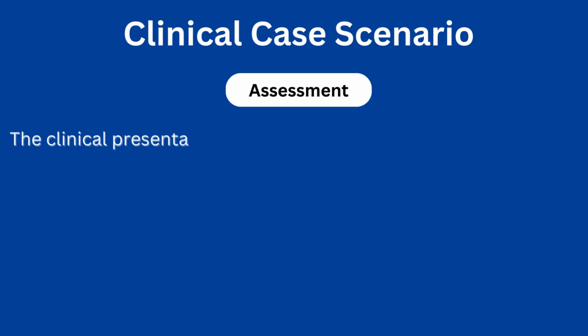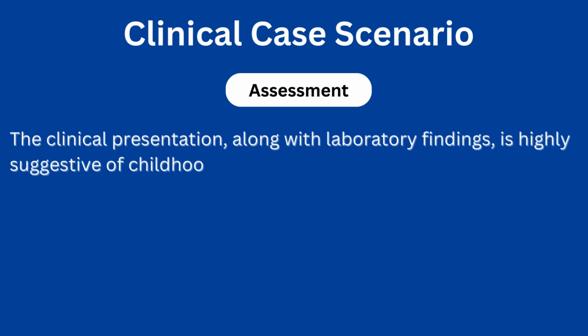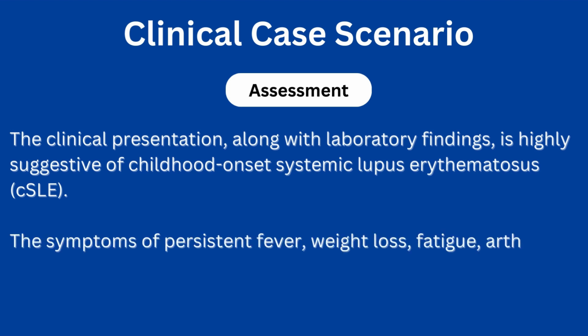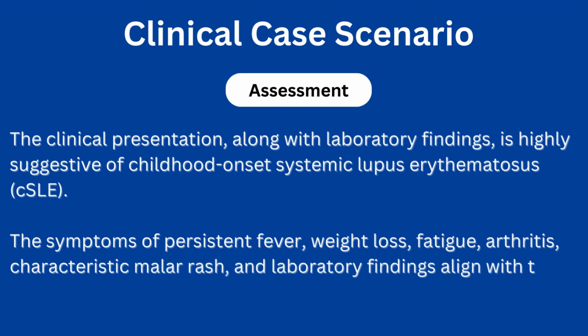So our assessment in this patient: the clinical presentation along with lab findings is highly suggestive of childhood onset systemic lupus erythematosus. The symptoms of persistent fever, weight loss, fatigue, arthritis, characteristic malar rash, and lab findings align with the classic presentation of systemic lupus.